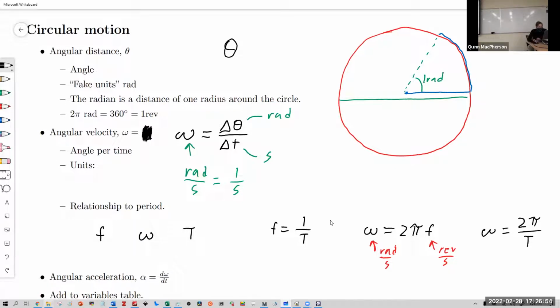Okay, so I know these are the equations, you just have to write them down somewhere. Hard to remember sometimes. The little equations are always the ones that get me. So it's good to write these down. Frequency is 1 over period. Omega is 2 pi times frequency. And omega is 2 pi over period.